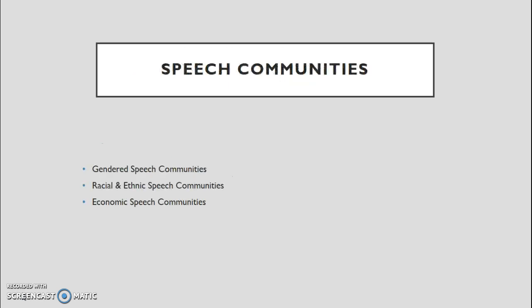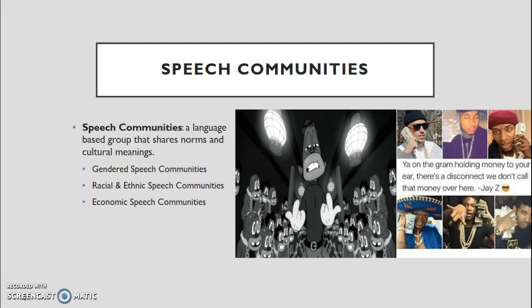So we consider speech communities. I want us to recognize that speech communities are a language-based group that share norms and cultural meanings. And so we typically see those in three areas. So the first is a gendered speech community. The second are racial or ethnic speech communities. Then we think about gender. A great example would be women who gossip. That could be considered a gender speech community, or men who talk in the locker room, or locker room talk, right? We heard a lot about that with our current president, about things that are said, and so that is supposed to be a part of his gendered community.